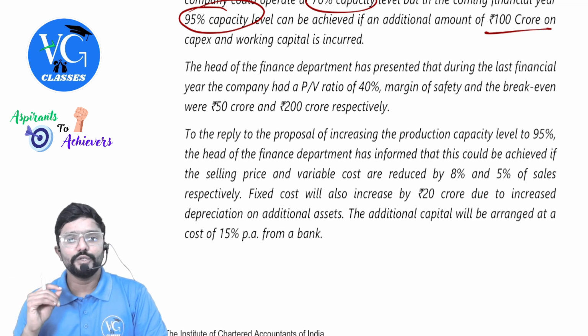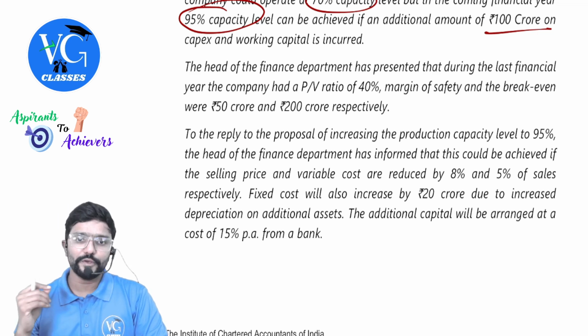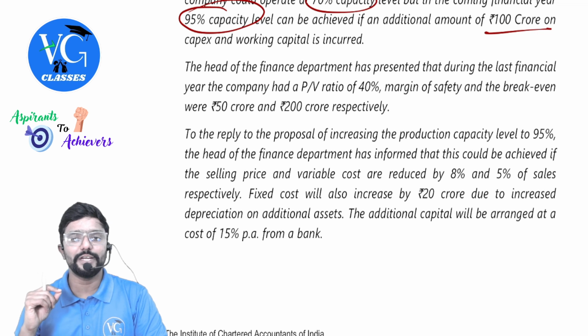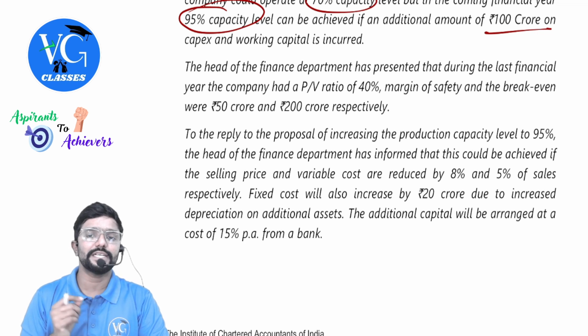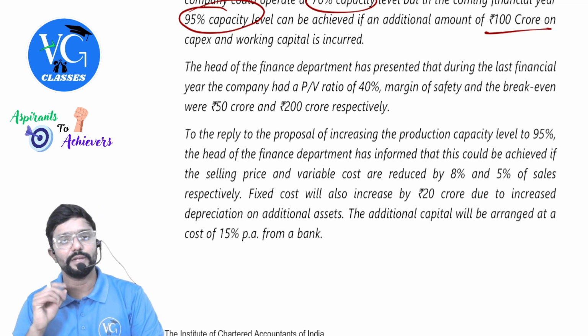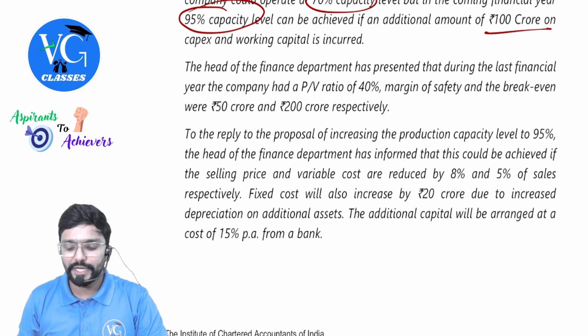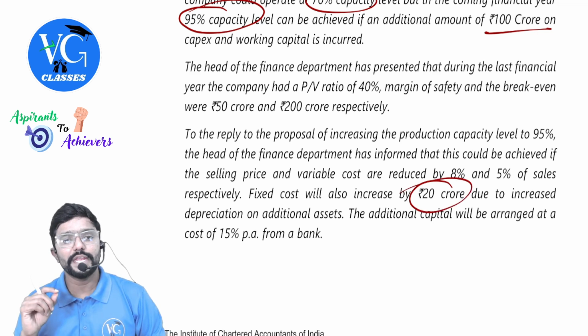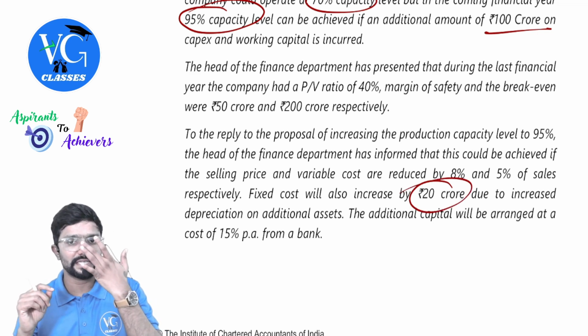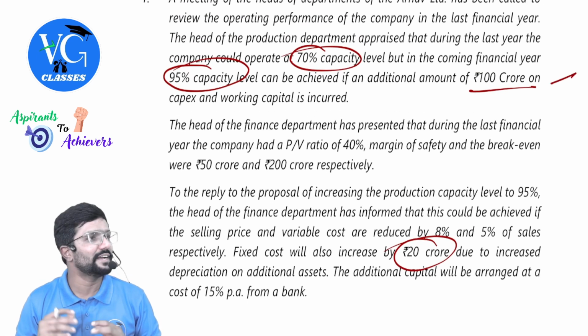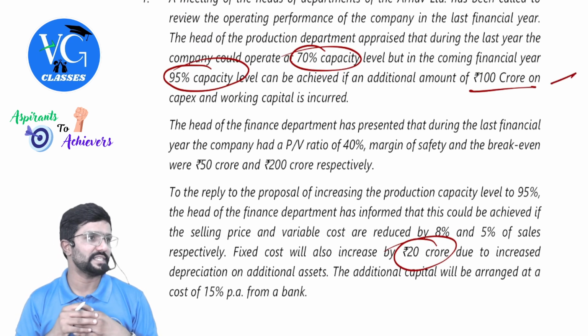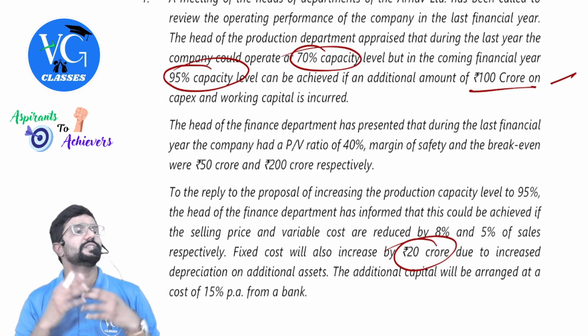In reply to the proposal of increasing the production capacity level to 95%, the head of finance department has informed that this could be achieved if selling price and variable cost are reduced by 8% and 5% of sales respectively. Both have to be reduced. Fixed cost will also increase by 20 crore due to increased depreciation on additional assets. So you are introducing some additional assets now, because of that depreciation is increasing, because of which fixed cost will increase.